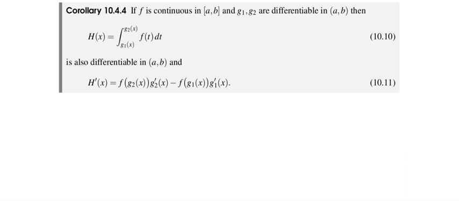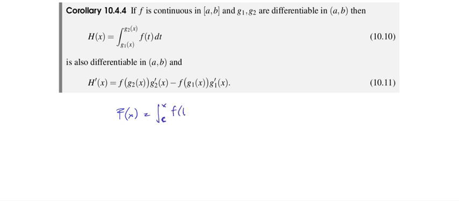Okay, so now the corollary of Barrow's rule is that if f is continuous in closed [a, b], and g1 and g2 are differentiable in [a, b], then capital H, which is the integral between g1 of x and g2 of x of f, is also differentiable in [a, b], and we have this equation. H prime is small f at g2 times the derivative of g2 minus f evaluated at g1 times the derivative of g1.